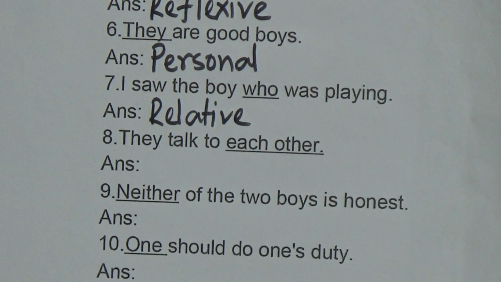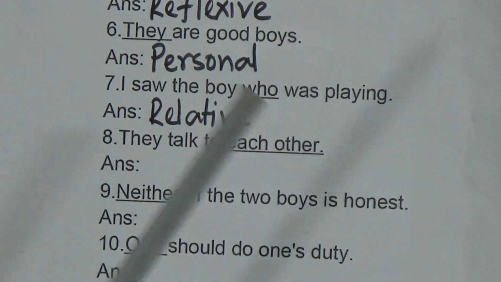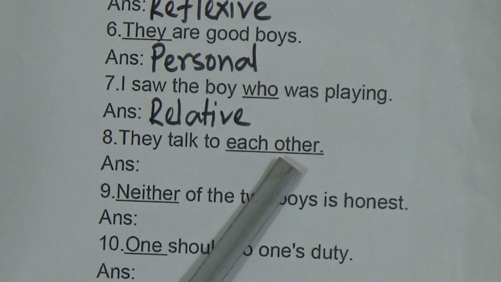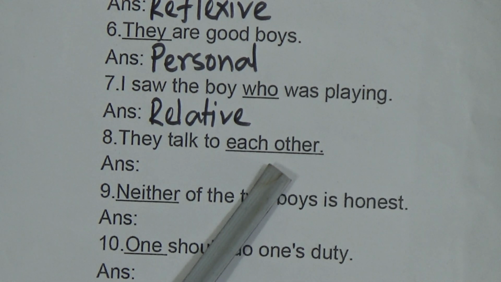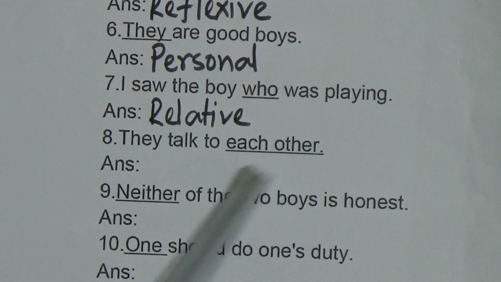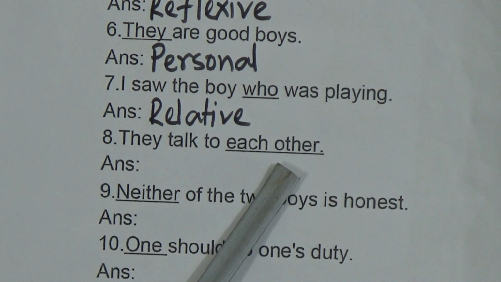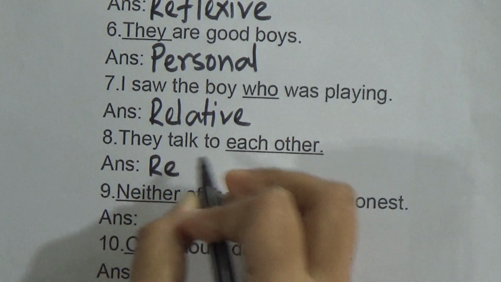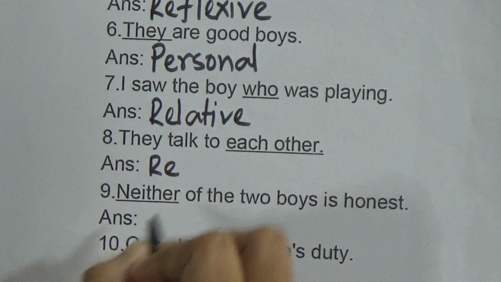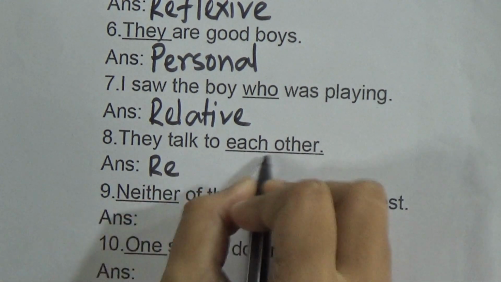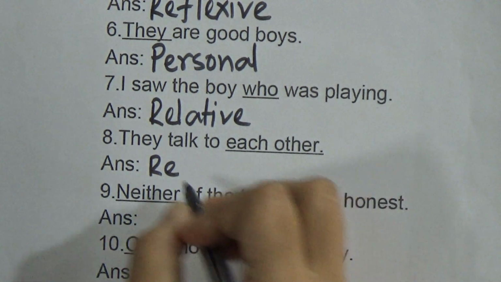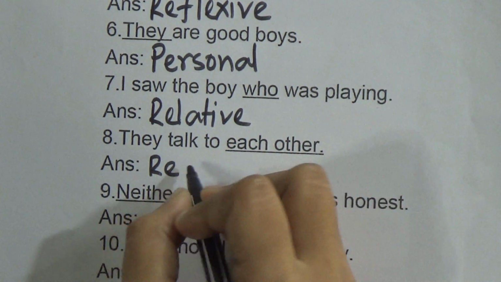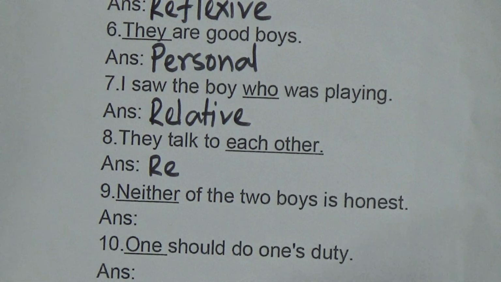Relative pronoun. Now number 8, they talk to each other. Now look at this word each other. There is a reciprocal expression, so it will be reciprocal pronoun. They talk to each other, that means they both are talking to each other. And we know that if there are two persons, we will use each other, and if there are more than two persons, we will use one another. So it will be reciprocal pronoun.